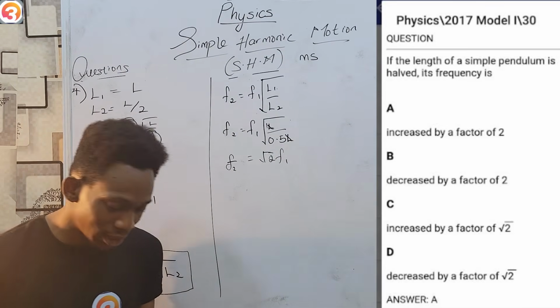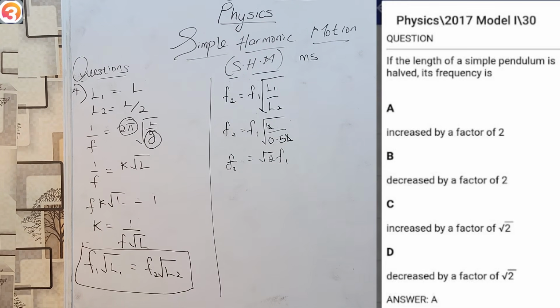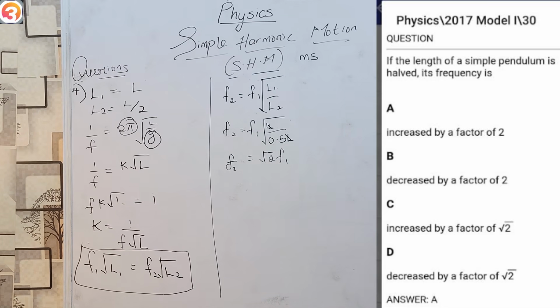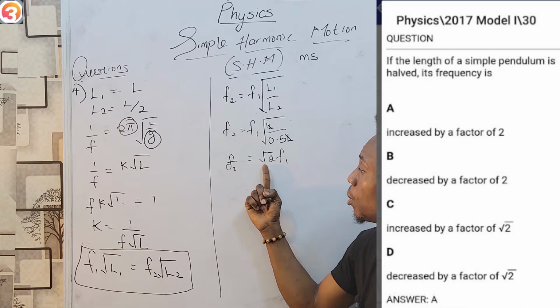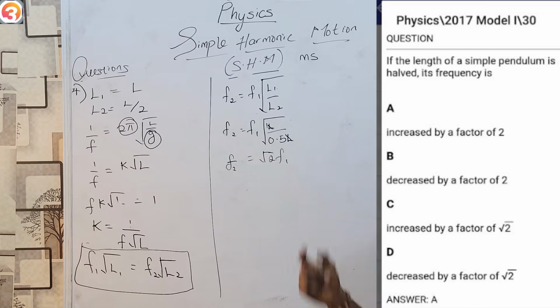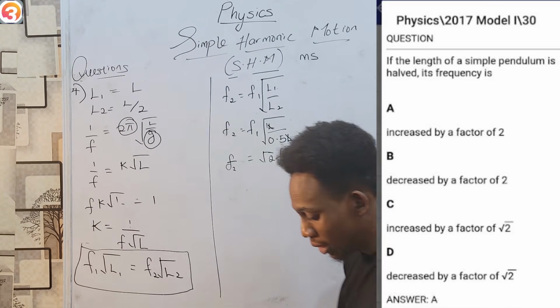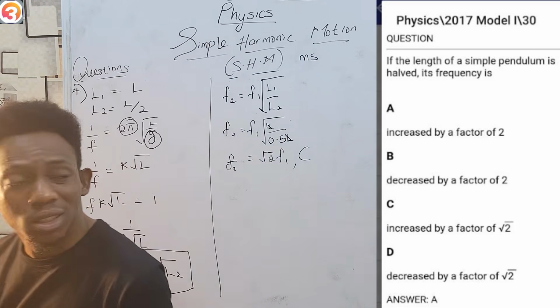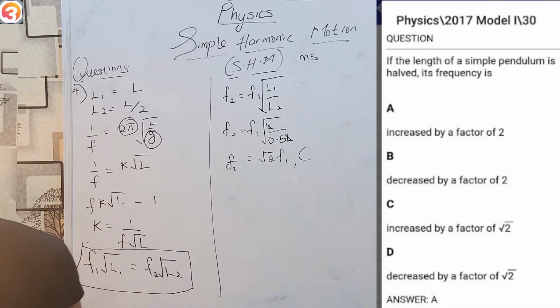So option A says increased by a factor of 2. Wrong. B says decreased by a factor of 2. Wrong. Option C says increased by a factor of root 2. Obviously, it is being multiplied by root 2. So that is my answer. Option C. You see, these are all very simple.